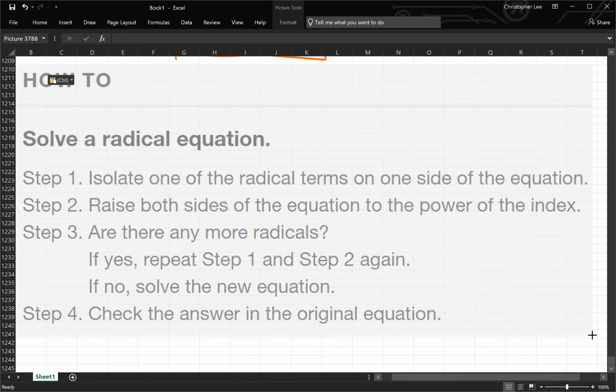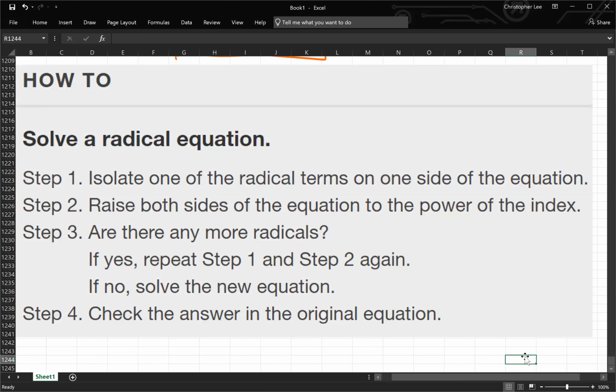So we kind of revisiting these notes again. How to solve a radical equation, right? Step 1, isolate the radical terms on one side of the equation. Step 2, raise both sides of the equation to the power of the index. Step 3, are there any more radicals? If yes, repeat step 1 and step 2 again. If no, solve the new equation. And then step 4, check your answer in the original equation, right? So that's just the steps on how we do this.